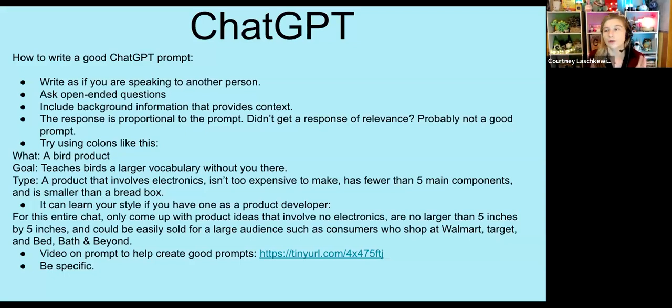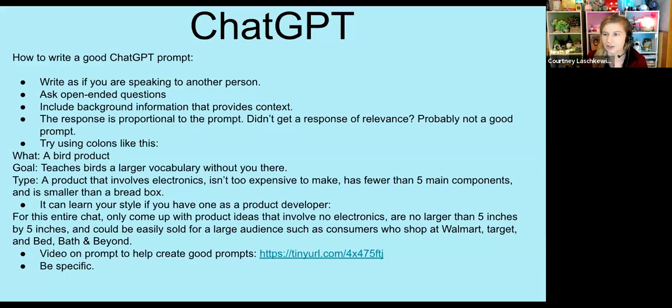Holy cow, this is what I've learned from just the snippets of information that I could grab that were the most important that I found. It's best to write as if you are speaking to another person. It's good to ask open-ended questions. It's really excellent to include background information, as much information as you can provide, about the context of what you're trying to ask. Of course, the response is proportional to the prompt, like I just mentioned. Trying colons, I'll show you an example here, was really helpful.